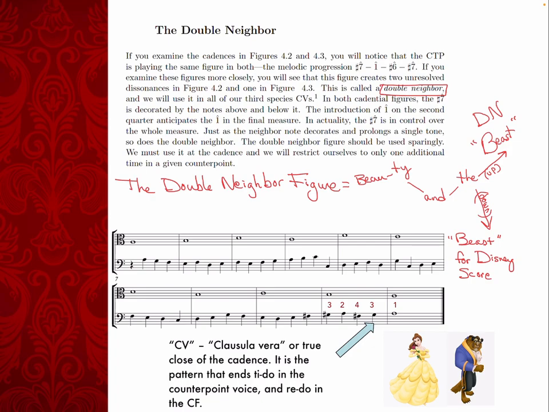Okay, let's sing this one together. 1, 2, 3, 4. Double neighbor. Another one. And here we go. Beauty and the Beast.